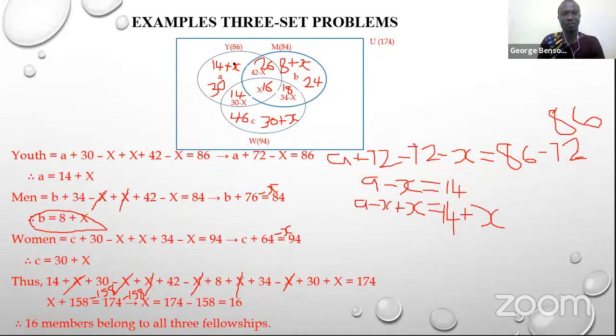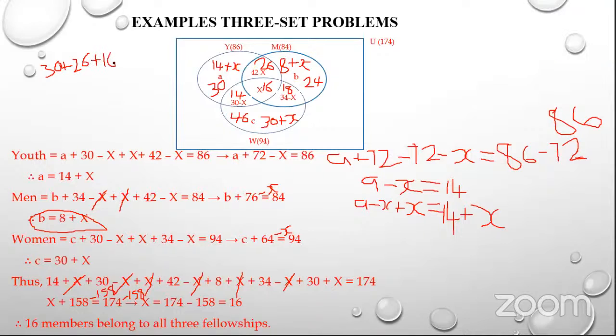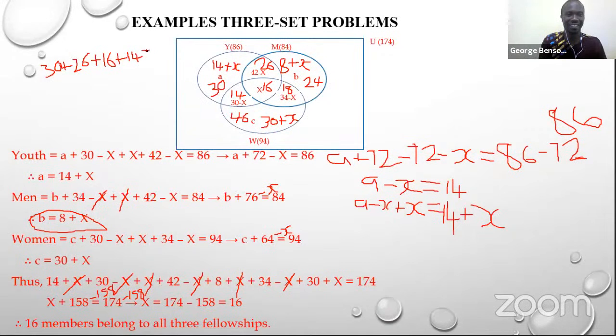So let's do one for the youth. So for the youth, for instance, it means that 30 plus 30 plus 26 is okay, plus 16. What is left? Plus 14. Should be equal to 86, and I think it is.